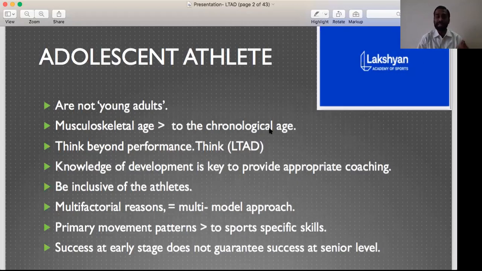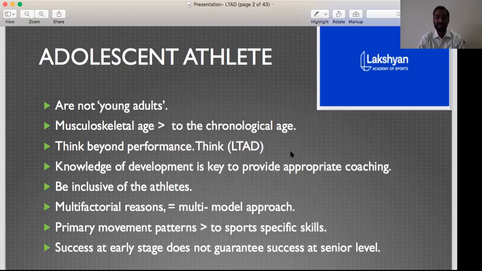We always have to understand that primary movement patterns like running, jumping, rolling, throwing will always be superior to sports-specific skill. When I say superior, that means they take precedence. For a child to become a tennis player or a cricket player, rather than becoming specialized in his sport, he needs to be aware of his overall body movement patterns. Can he run? Can he jump? Can he roll? Those primary movement patterns always need to take precedence over secondary or specialized movement patterns.